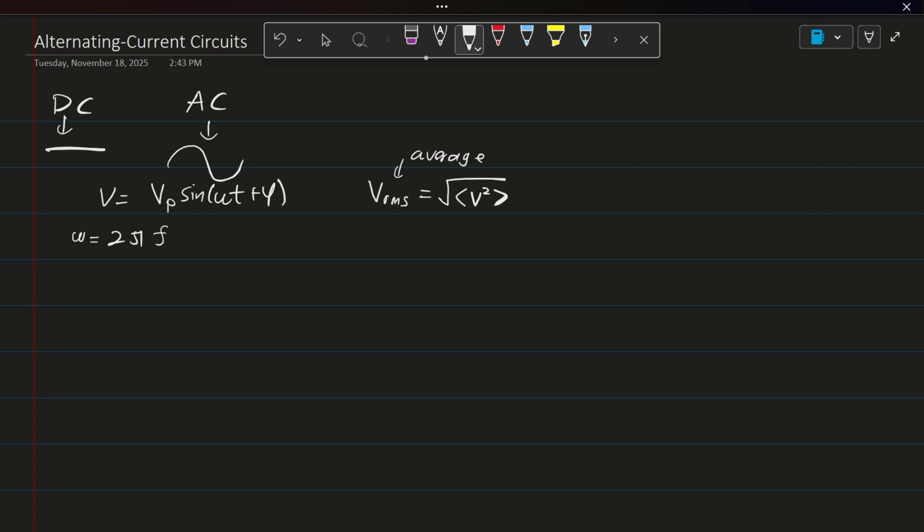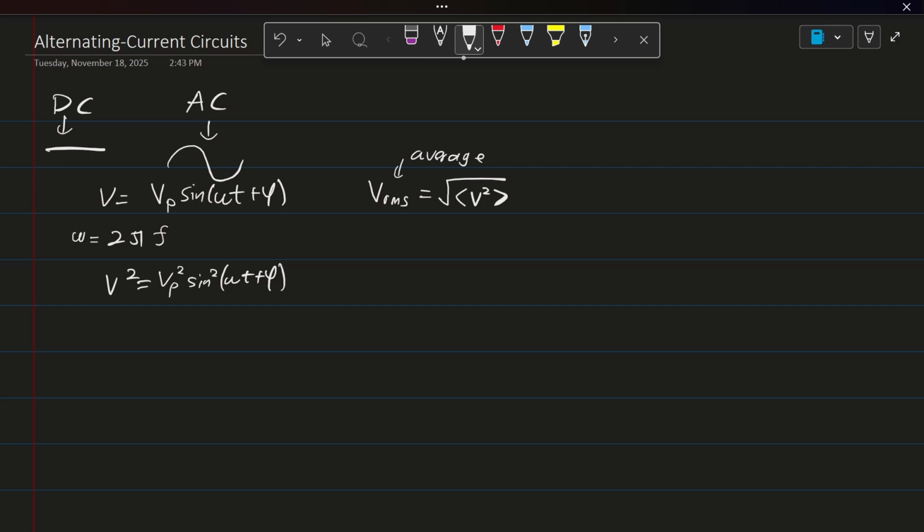So let's just do an example of this. Let's say that I want to figure out the root mean square of this sine function. The way that we'll do this is by first figuring out what is the V squared. So it's Vp squared sine squared omega t plus phi. This is the square of our voltage. And so now we could ask, what's the average of this function?